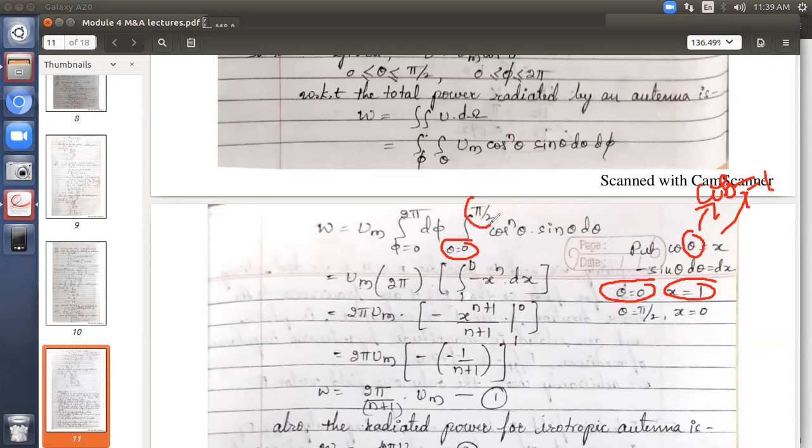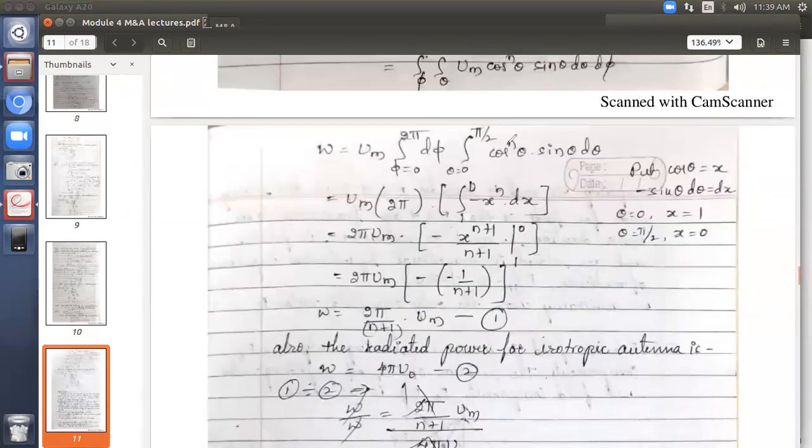And upper limit pi by 2. What is cos pi by 2? Cos pi by 2 is 0. So x value is 0. So the limit is not now 0 to pi by 2. It is 1 to 0. Lower limit 1, upper limit 0. Now substitute cos theta is x. I have written that x, power is n. And what is sine theta d theta? It is minus dx. I have written that.